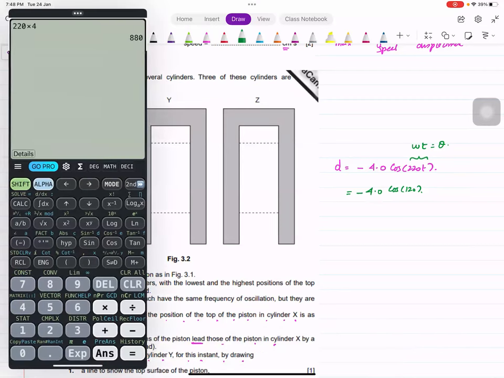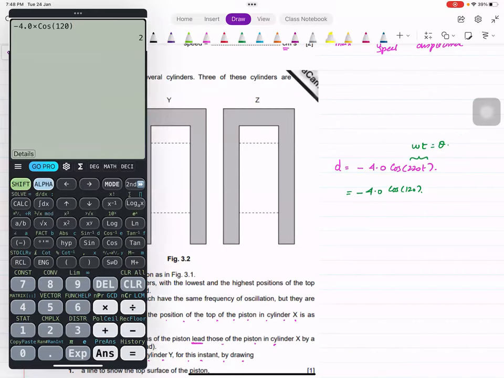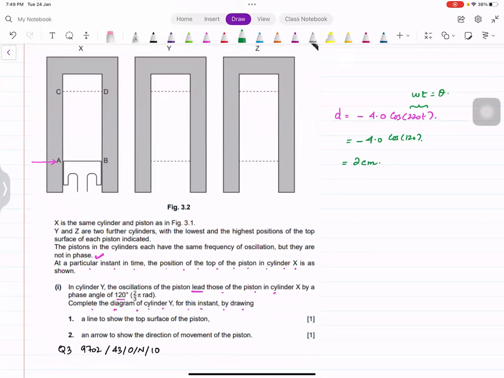Okay. So then let's try and do this. Minus 4.0 times cosine of 120. So what you're going to get is basically 2. It says it is at a displacement of 2 centimeters above this position. Understood? And similarly, it says to draw an arrow to show the direction of movement, and a line to show the top surface of this.